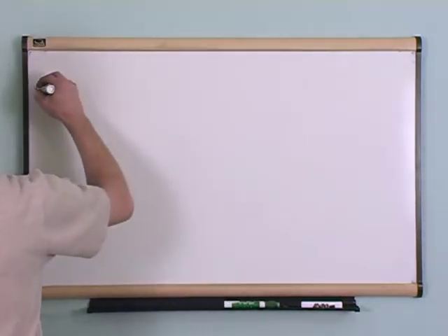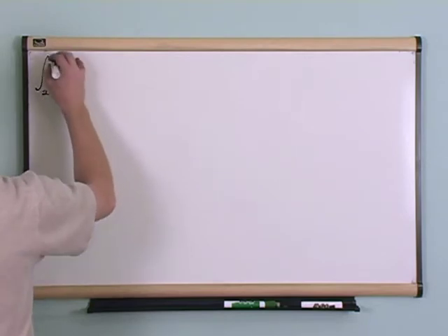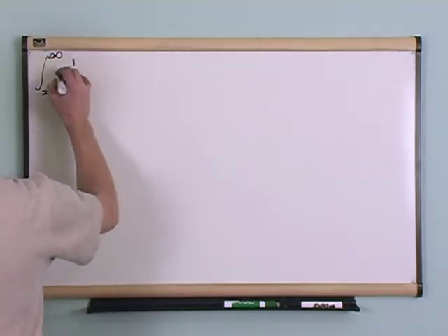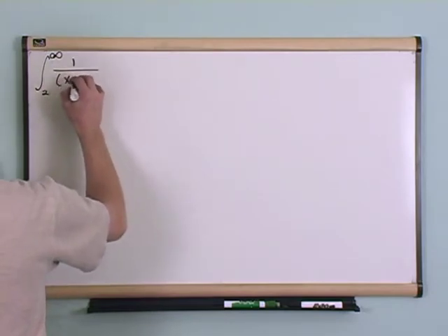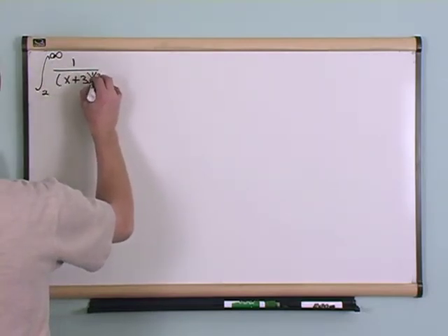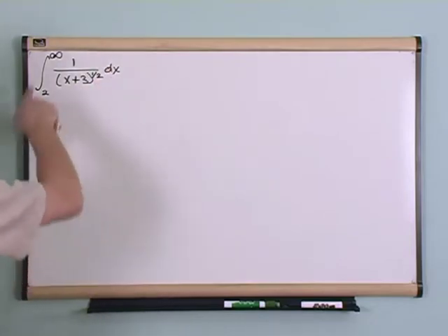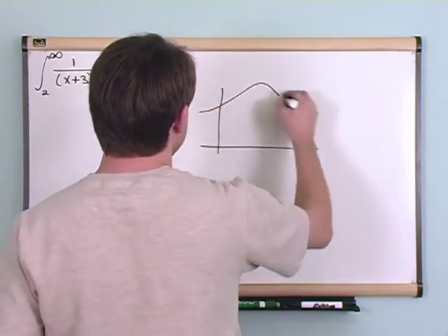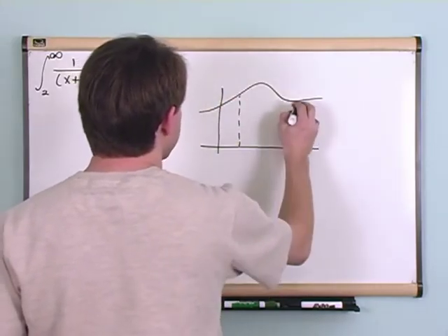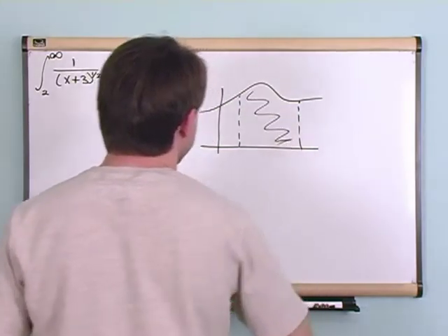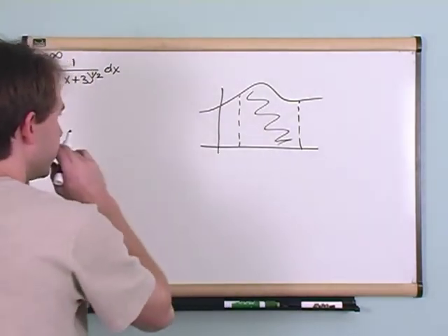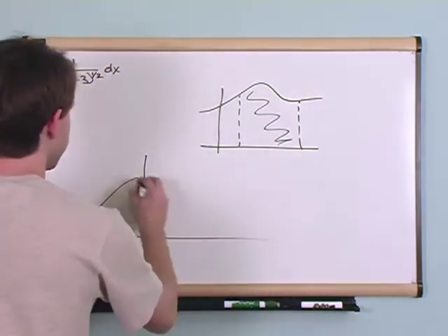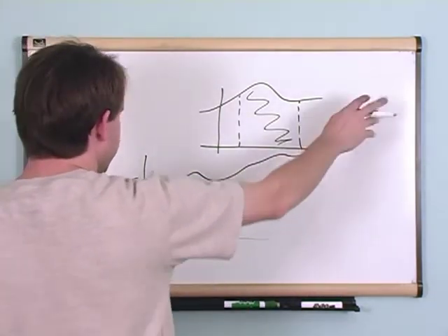You have the integral from 2 to infinity, and we'll talk about what that means in a second, of 1 over (x plus 3) to the 1/2, dx. First, you might ask, what the heck does that mean? Usually, you have an integral. Here's some function, and you're looking at the area between two points like this, and you're going to find this area.